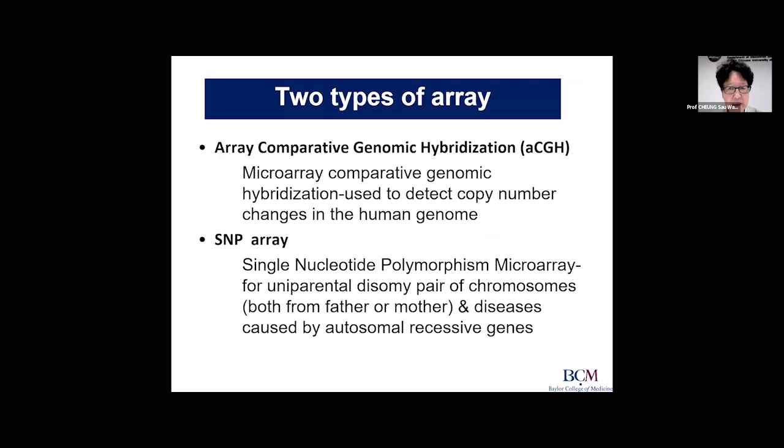There are 2 types of array. One, by Agilent, is called microarray comparative genome hybridization, used to detect copy number changes in the human genome. We call that CMA, chromosome microarray analysis. The other kind is SNP array, single nucleotide polymorphism microarray, for uniparental disomy and for diseases caused by autosomal recessive genes.